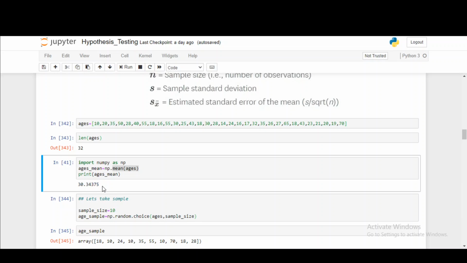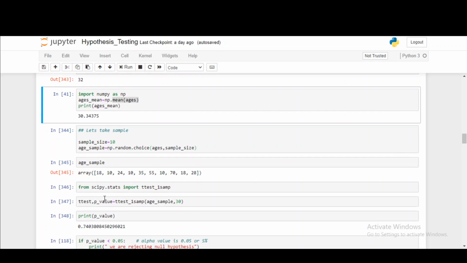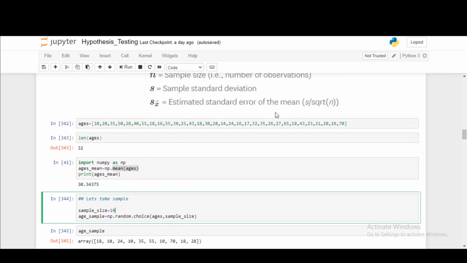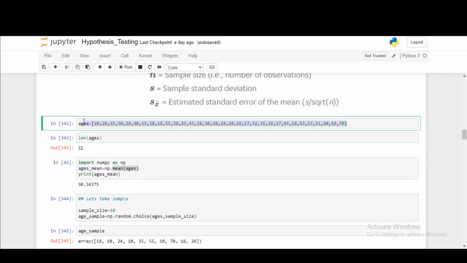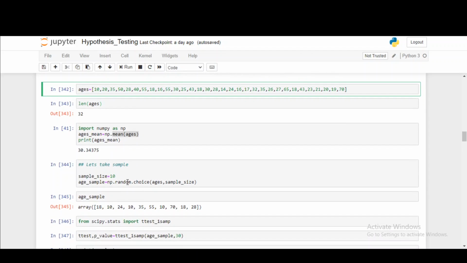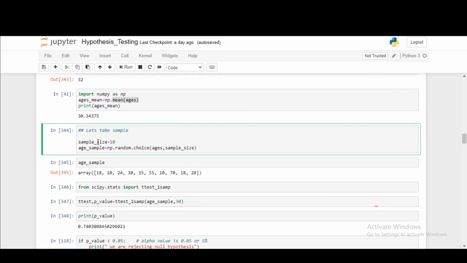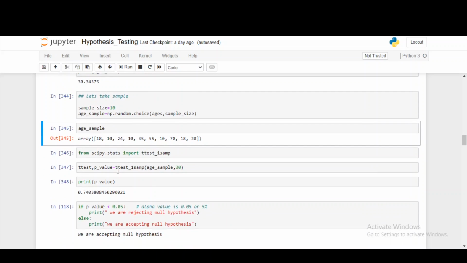Now I'm taking a sample size of 10. So these 32 numbers are my population, and now I have to do my hypothesis testing on my sample. I have taken a random choice of sample, and these are the observations that have come into my data set.